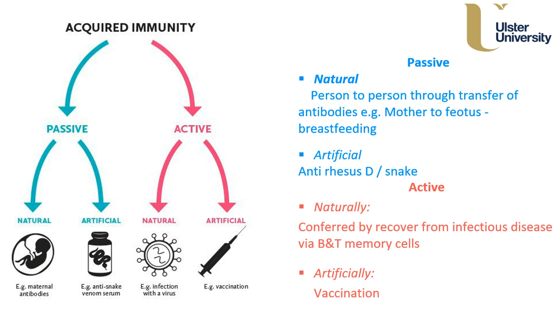An example of a natural active immunity is encountering a hepatitis A virus and becoming infected with it. The subsequent recovery will give rise to memory B and T cells, which will confer a lifelong protection from hepatitis A. An example of an artificial active immunity is a vaccine.